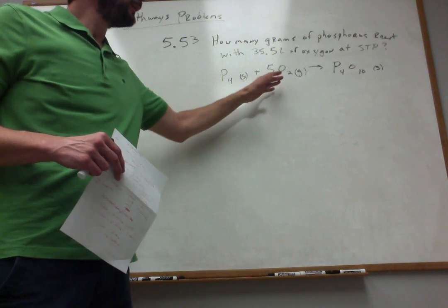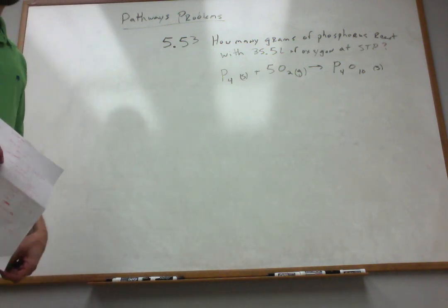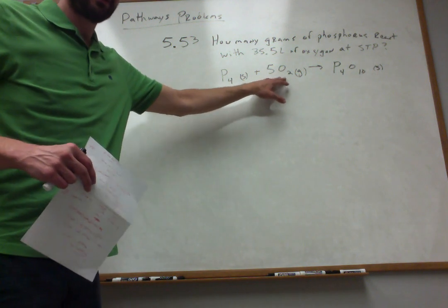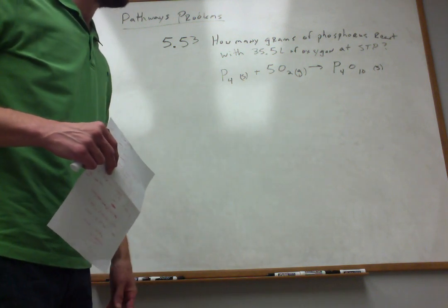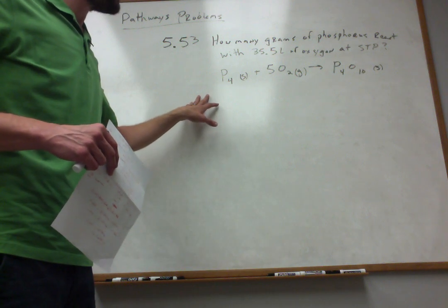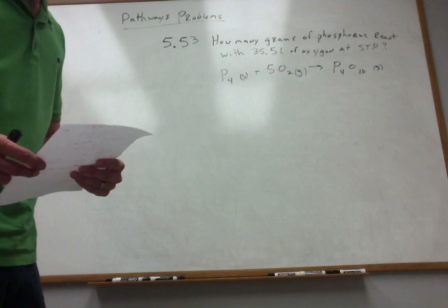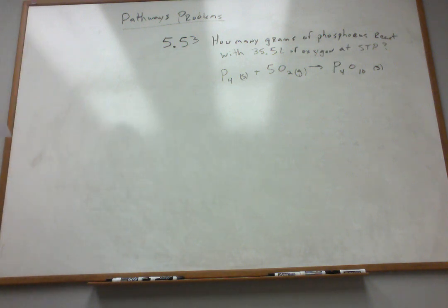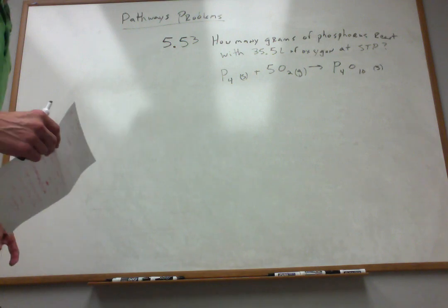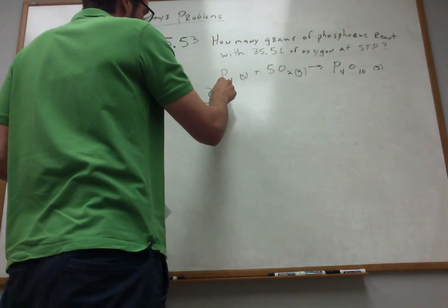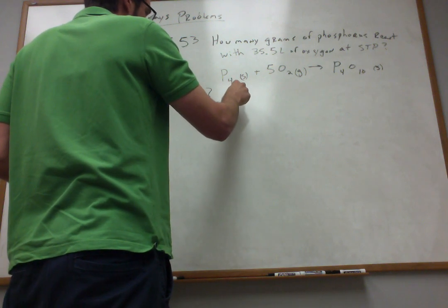Okay, so this is kind of a fun problem because it involves gas laws, dealing with how much oxygen we've got, and it also involves a reaction and stoichiometry. You can see that the reaction's already been balanced for you, so you don't need to do that. So how in the world can we sort through this? Well, it asks us how many grams of this do we need? And right now, honestly, I don't know.